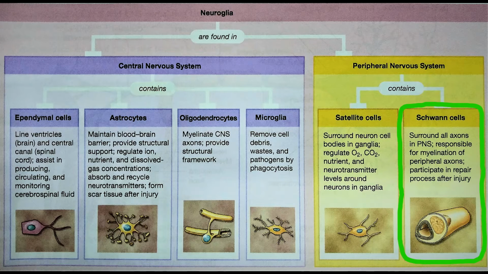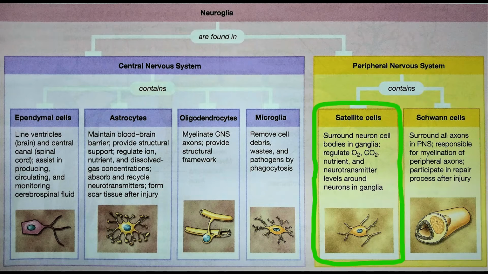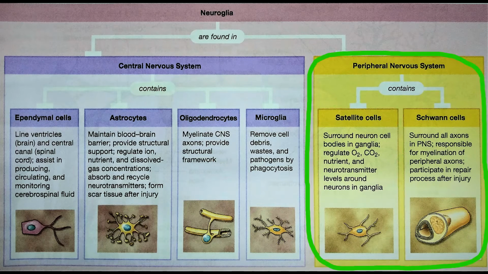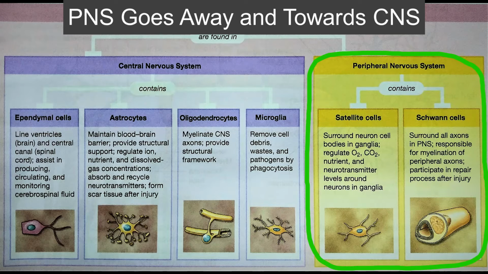And remember, these Schwann cells speed up the electricity. They make it go quicker. Okay? Here you have the satellite cells. The satellite cells monitor the oxygen, carbon dioxide, and the nutrients that are going to the neurons. So you'll basically find these two in the peripheral nervous system, which are all those nerves that are going away from the central nervous system, which is the brain and spinal cord.